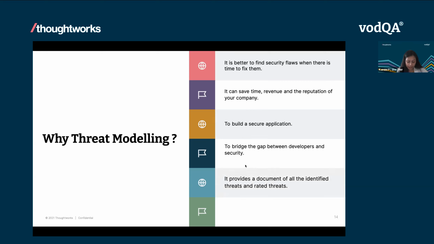Now, coming on to the next point. We have already seen the objectives of threat modeling: to provide remediation methods, to identify threats, and all that. But how will we check and validate all these in the long term? The threat modeling exercise also provides a document of all the identified threats and rated threats.